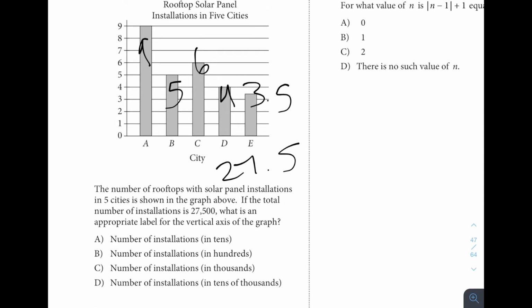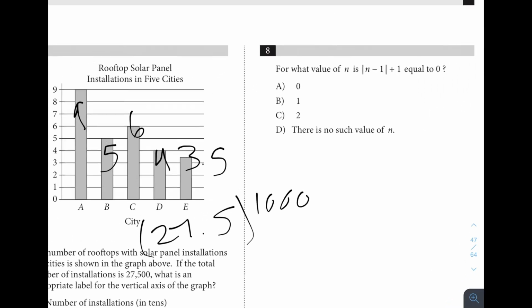How would we get this 27.5 to equal 27.5 thousand? So we would have just multiplied by 1,000, and that would get us that. So the answer would be C, number of installations in thousands, because that's what we'd have to multiply it by to get each one to total 27,500.